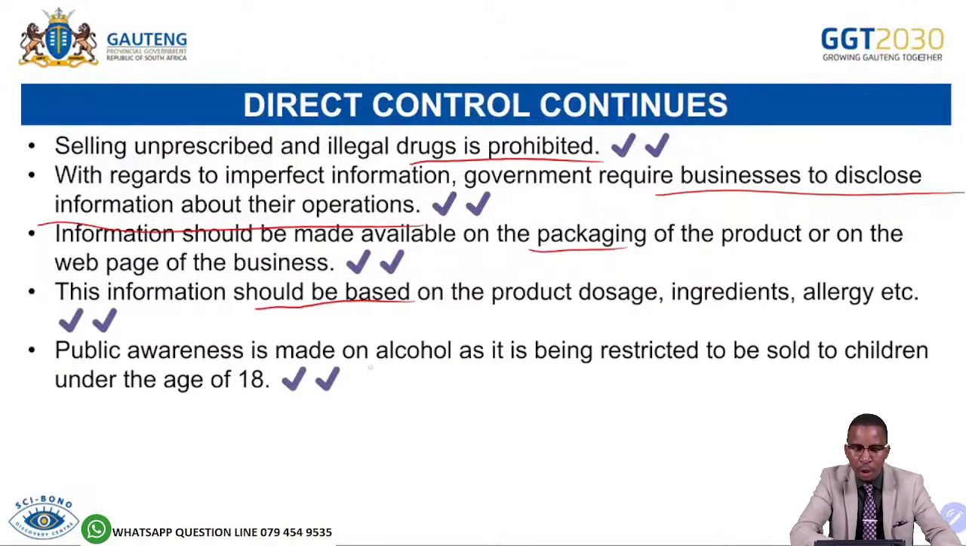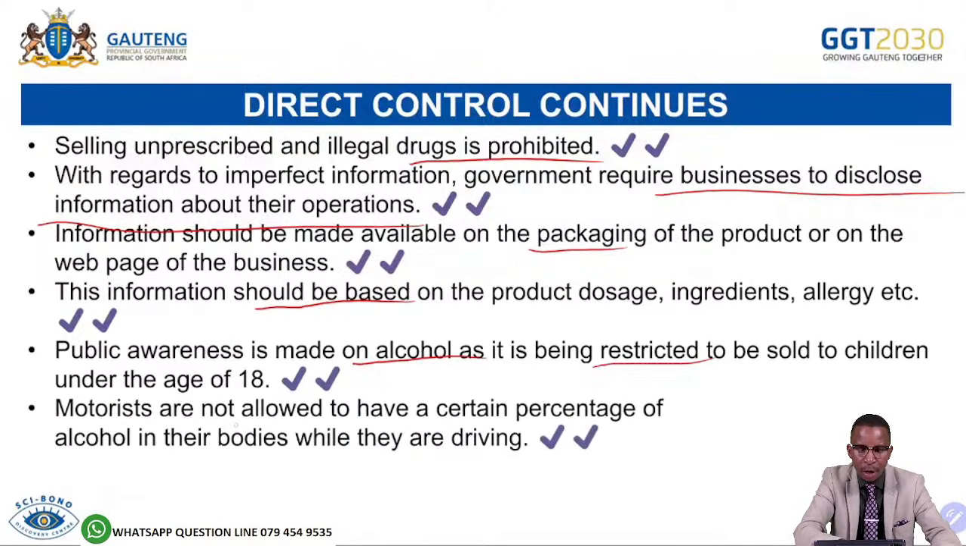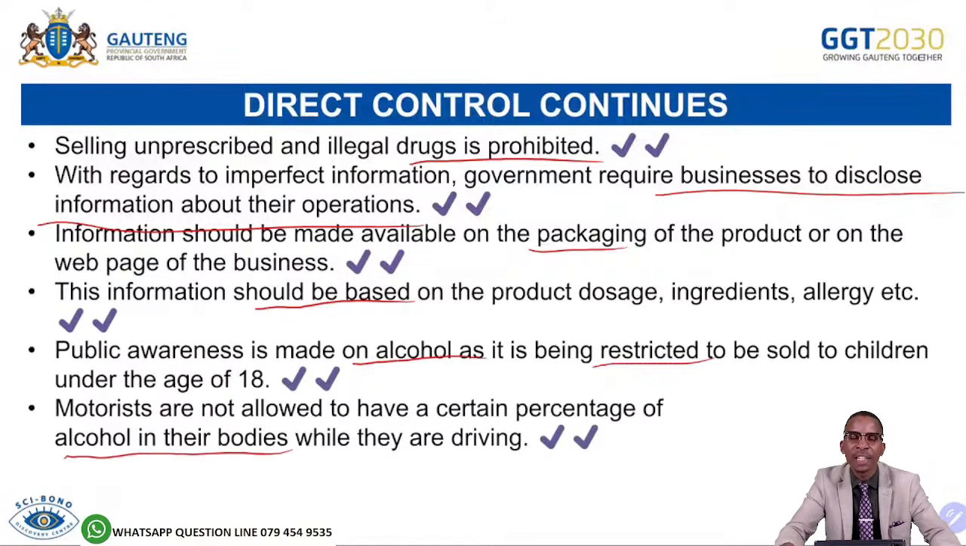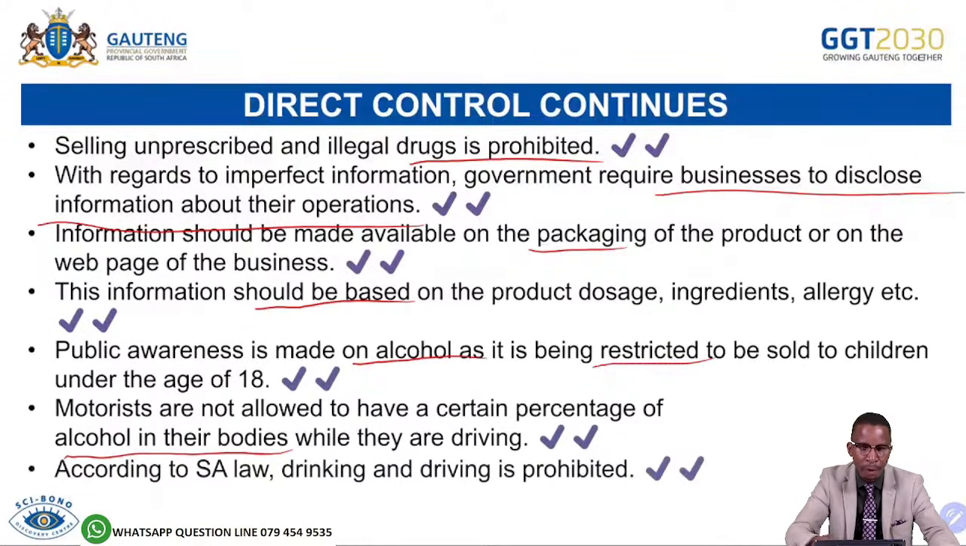Public awareness is made on alcohol, as it is restricted from being sold to children under the age of 18. Motorists are not allowed to have a certain percentage of alcohol in their bodies while driving. So these are some regulations that prevent the overconsumption of goods and services that are regarded as harmful. According to South African law, drinking and driving is prohibited. So those are some regulations.